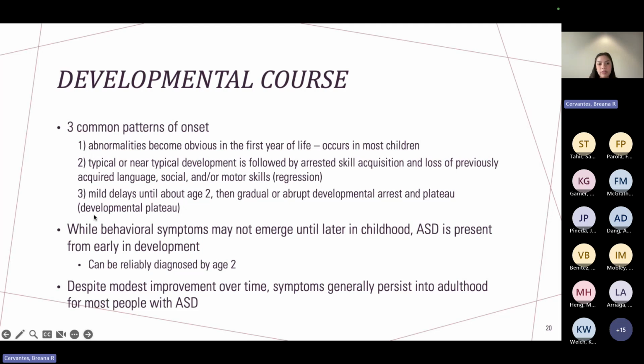The two other patterns of onset. So the second one says typical or near typical development is followed by arrested skill acquisition and loss of previously acquired language, social, and or motor skills. So we're calling this regression.